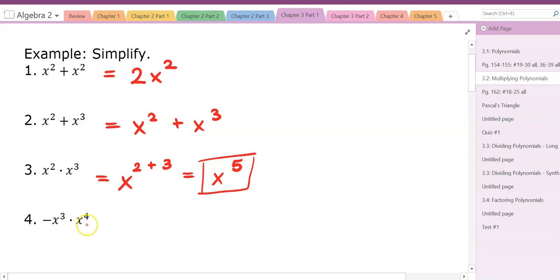For number 4, we do the same thing. We're taking negative x to the third times x to the 4th. The negative x to the third is just going to make this whole answer negative, and we're going to add the exponents, 3 plus 4. So this should be negative x to the 7th power.